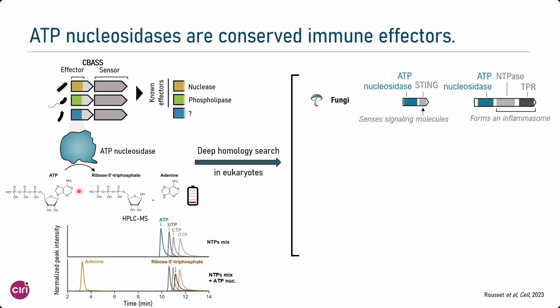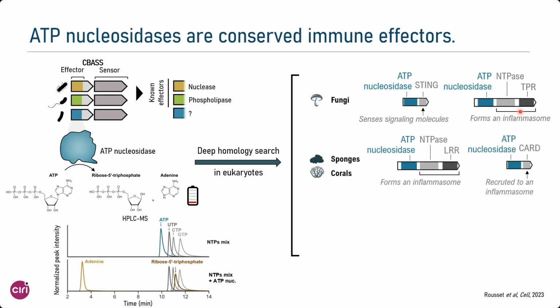This was a new effector that we found in bacterial defenses, but by performing deep homology searches in eukaryotic genomes, we realized that very similar protein domains exist in multiple organisms. For instance, they are found in a lot of fungi where they can associate with typical immune domains like STING that senses signaling molecules, or as the effector of those proteins that can form inflammasomes. Beyond fungi, we also found them in sponges, in corals, but also in pretty much any protostomia, including insects, including Drosophila, C. elegans, where it associates with domains that were shown to be DNA sensors.